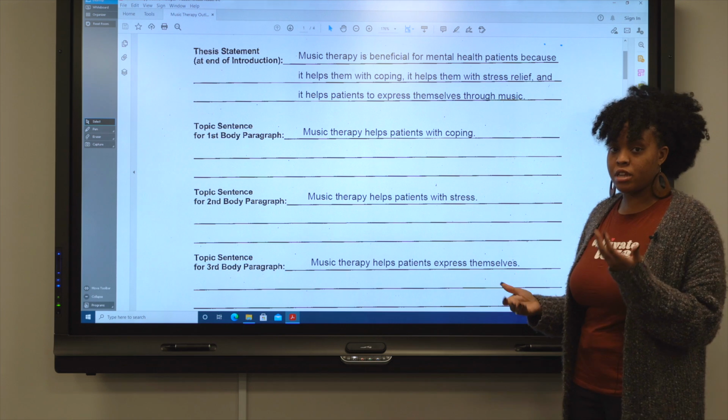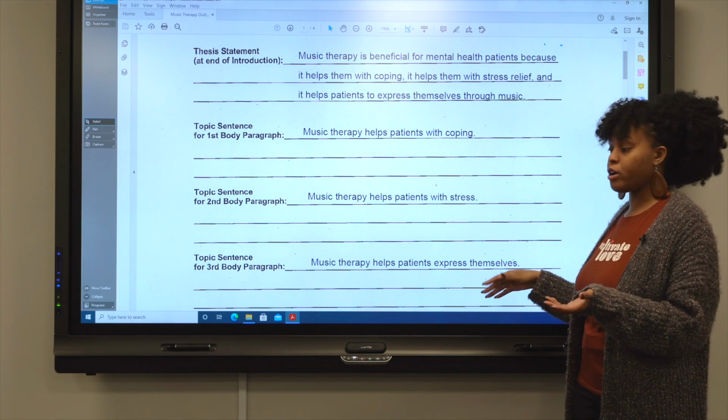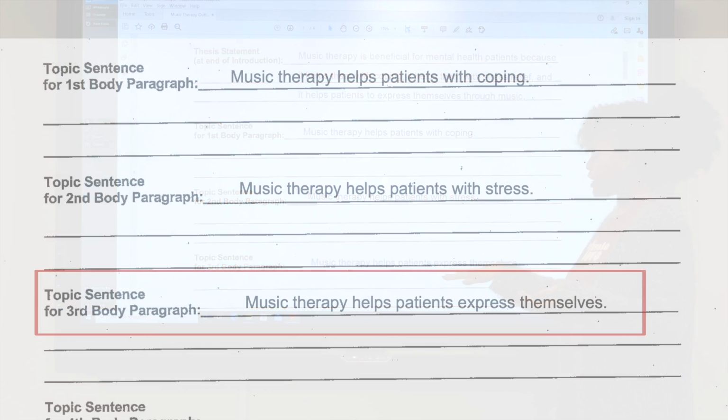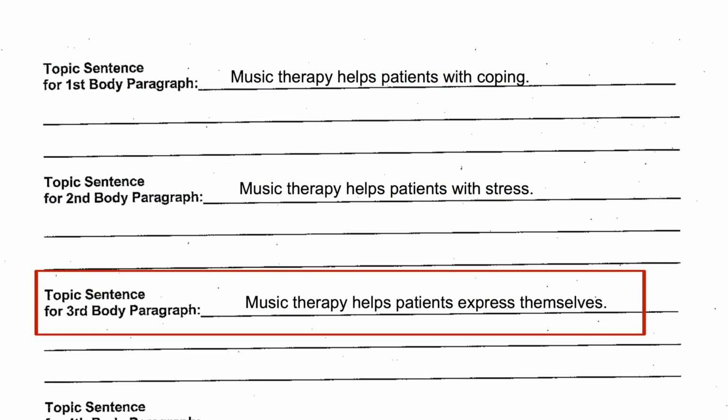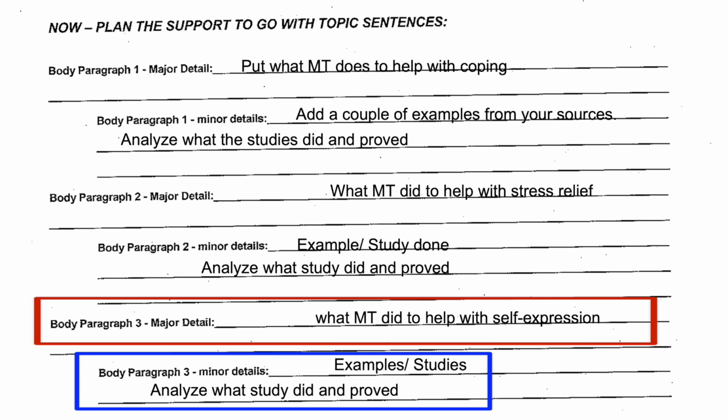And then I'll do the same thing that I did with the first and the second paragraph. I'll write the beginning of my third paragraph, "Music therapy helps patients express themselves through music." I'll write that, and then after that I'll go back down. For my major detail, I'll write what music therapy did to help with self-expression. And then for my minor details, I'll add examples and studies and analyze what they did to prove that.